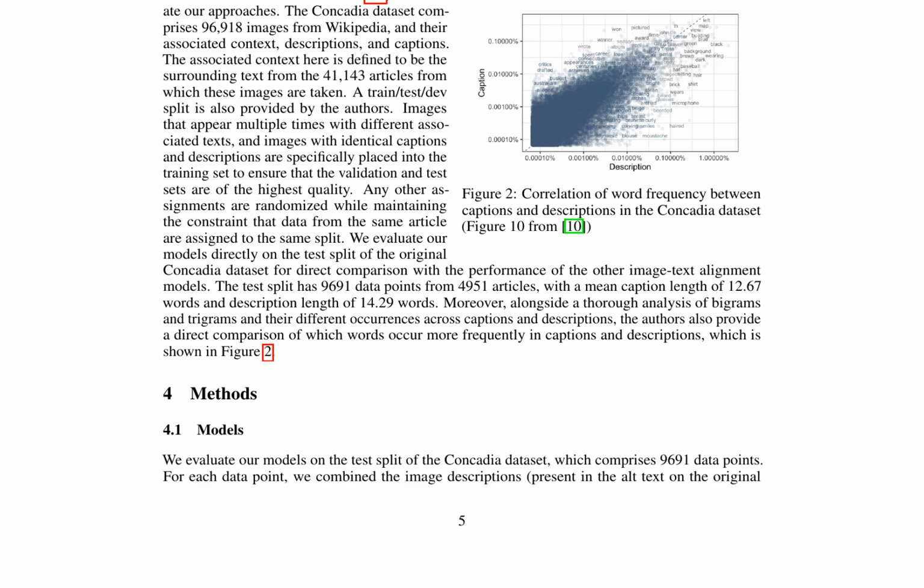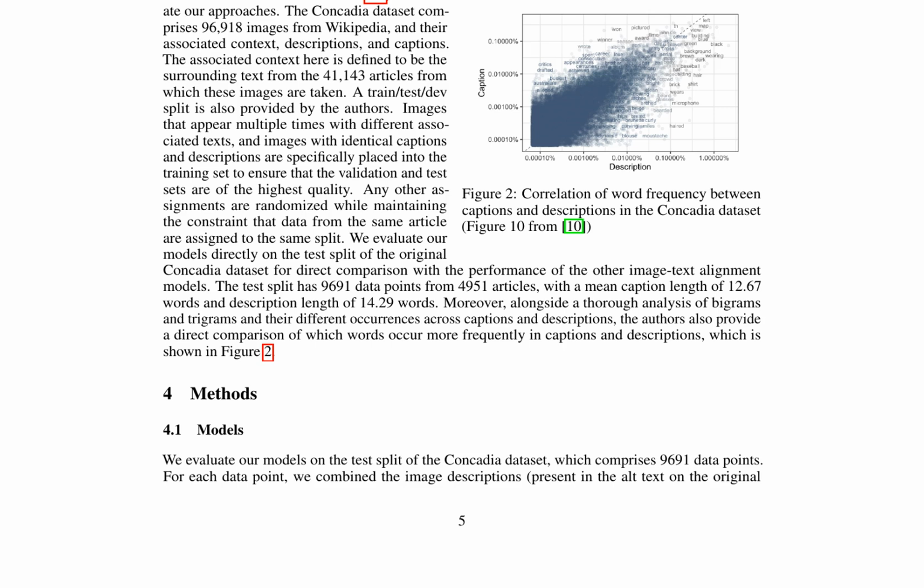For evaluation, the Concadia dataset is used, comprising 96,918 images from Wikipedia along with their associated context, descriptions, and captions. The CIDEr metric is employed for evaluation, as it captures the semantic similarity between generated captions and reference captions more accurately than BLEU and ROUGE metrics.